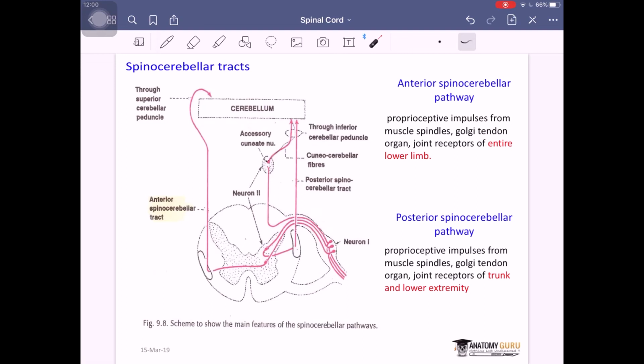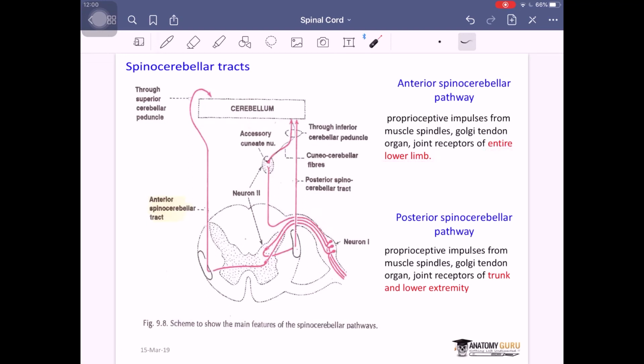So this is again the same thing, anterior and posterior spinocerebellar. Another diagram showing the same thing. Here the anterior is coming here, crossing, synapsing, crossing in the white commissure and going up, and via the superior cerebellar peduncle it reaches the cerebellum. Then the posterior comes here, goes to this side, and without crossing, via the inferior cerebellar peduncle, ends in the cerebellum.